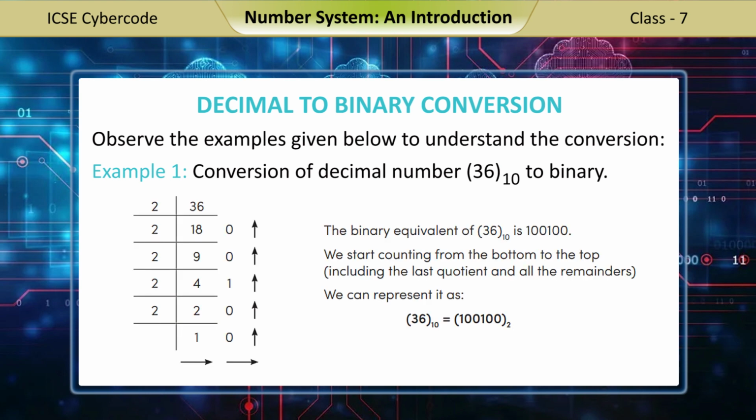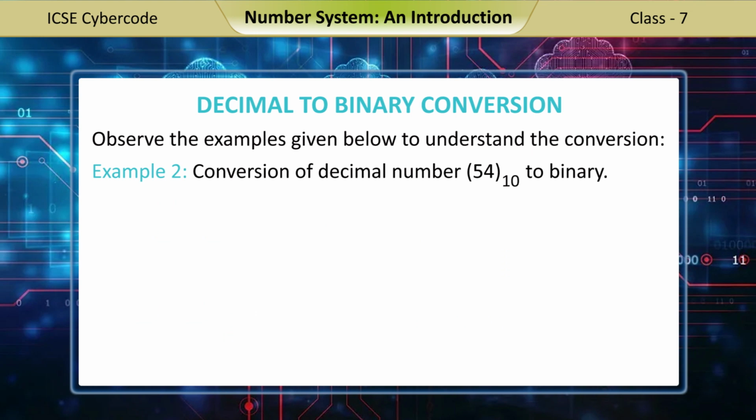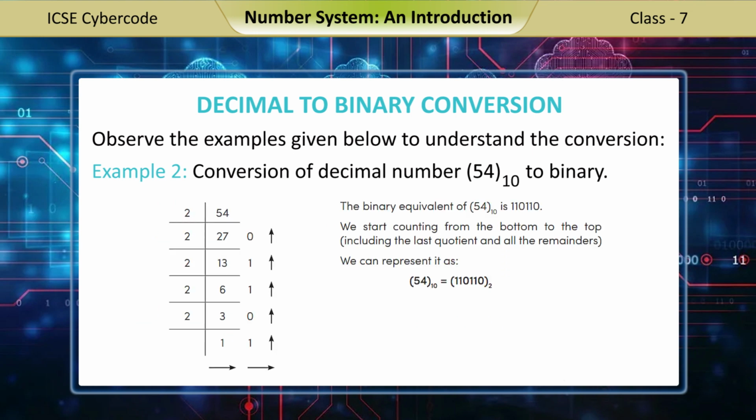Example 1. Conversion of decimal number 36, base 10 to binary. Example 2. Conversion of decimal number 54, base 10 to binary.